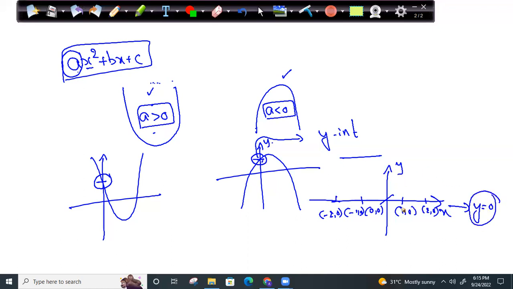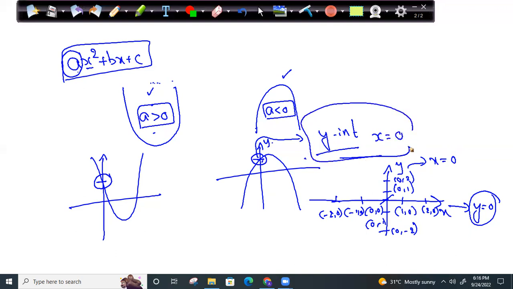Similarly, take any point on the y-axis: 0, 0; 0, 1; 0, 2; 0, -1; 0, -2. What is the characteristic of a point on the y-axis? x is 0. So how do you find the y-intercept? Plug in x equal to 0. Simple. Most important in SAT. If you remember this point and one more point I'm going to say about the X-intercept, 100% you are going to get a question. Not only that, in your IB math or AP math, whatever math you are doing, you'll use this.